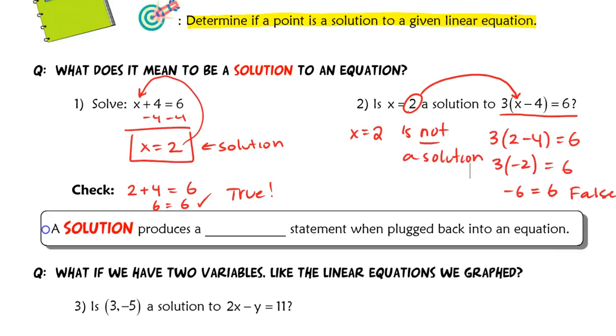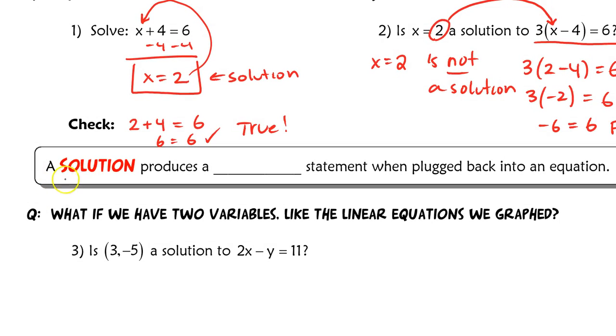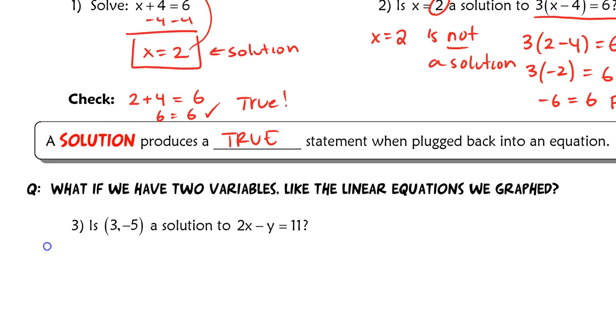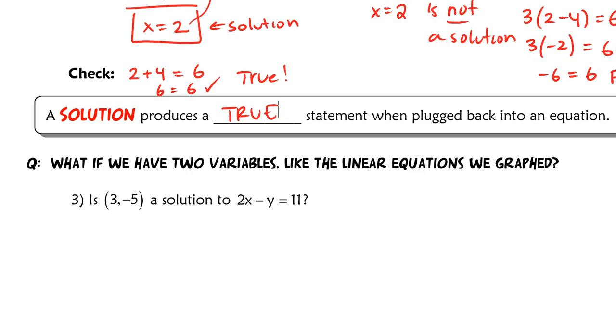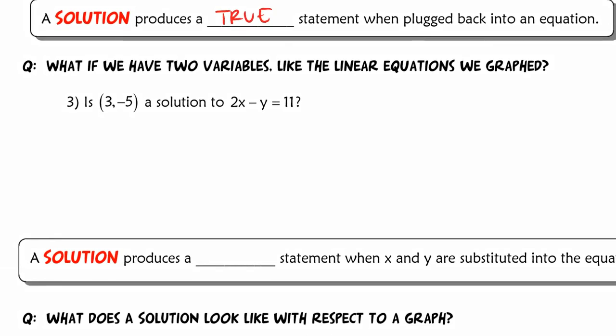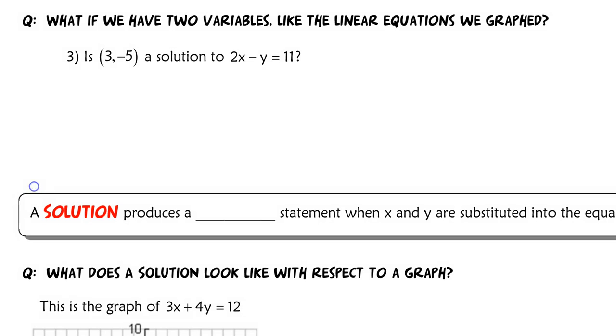So in other words, a solution, let's fill in the blank, produces a true statement when it's plugged back into an equation. Now the whole point of this lesson is to see what happens when we have two variables like the equations that we've been graphing in this chapter. So what happens if we have an equation that looks like this, 2x minus y equals 11?